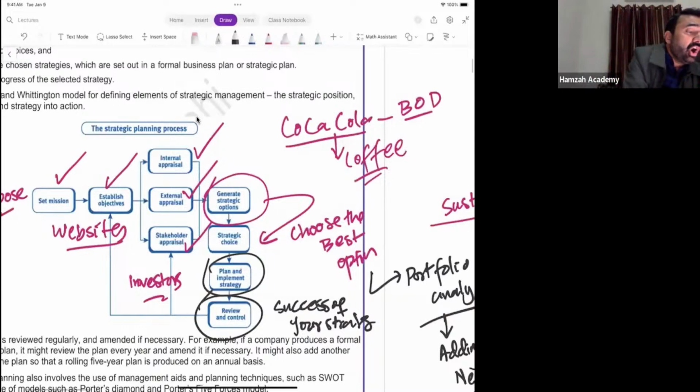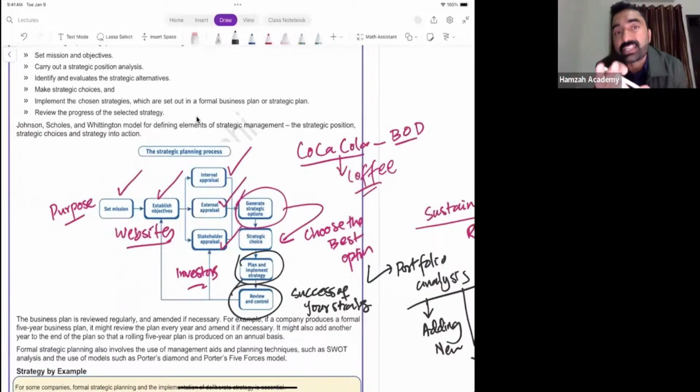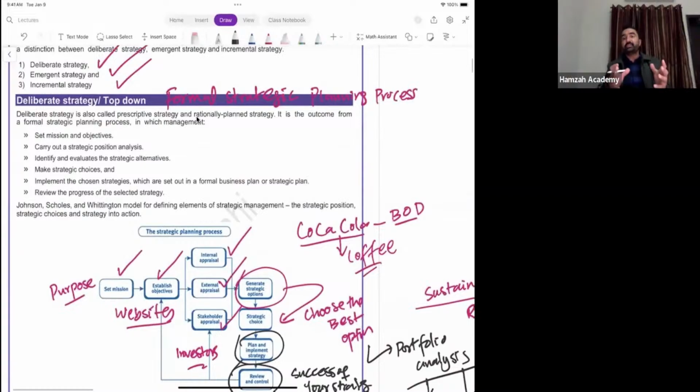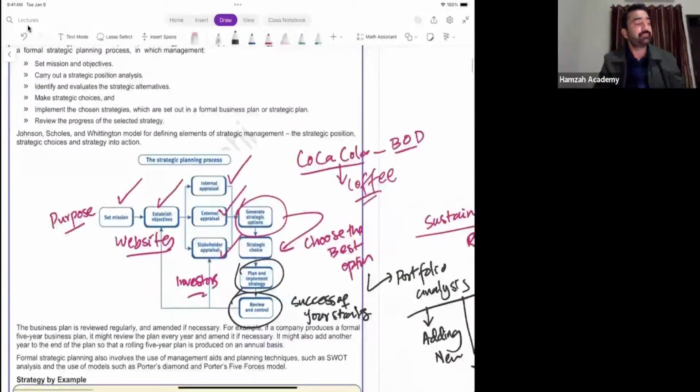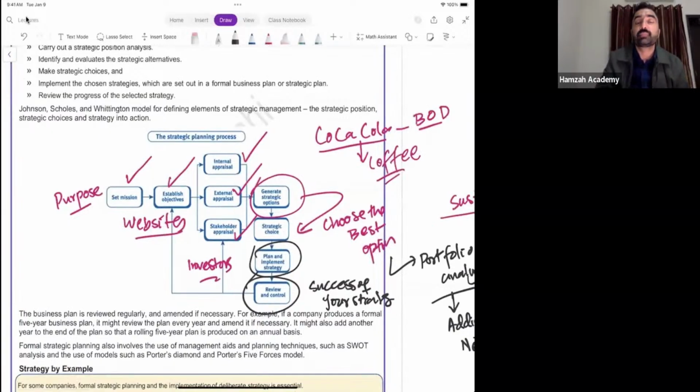So all this process overall is called the strategic planning process, or in other words, deliberate strategy. Deliberate strategy is a step-by-step process towards strategy development. My dear, is this clear to you? Is the step-by-step process clear?